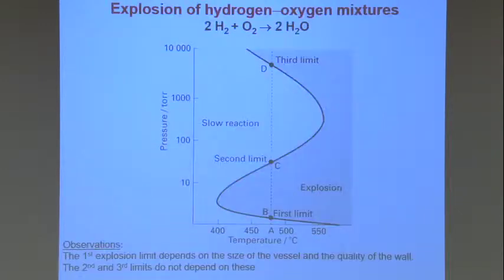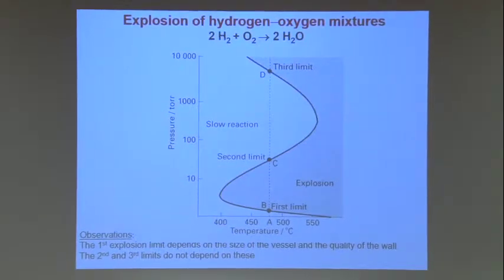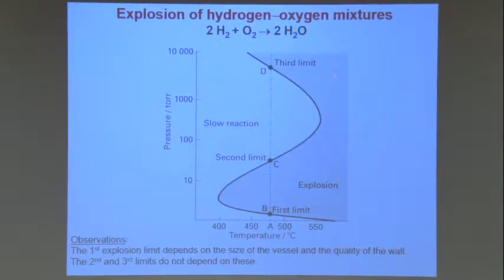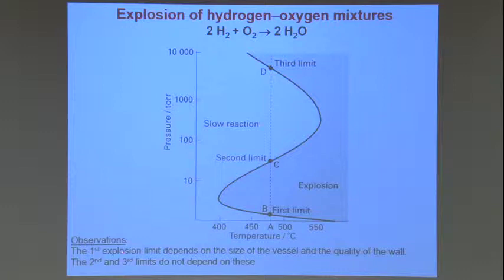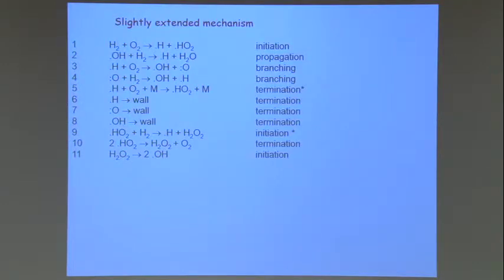Okay, now let's apply that to the hydrogen-oxygen explosion limits. So the explosion limits look like this. Inside this region, we have explosion. Outside it, we have slow reaction. And there are 3 limits. So let's then relate this. So this is pressure going up there, temperature going along there. Let's relate this to what's happening.